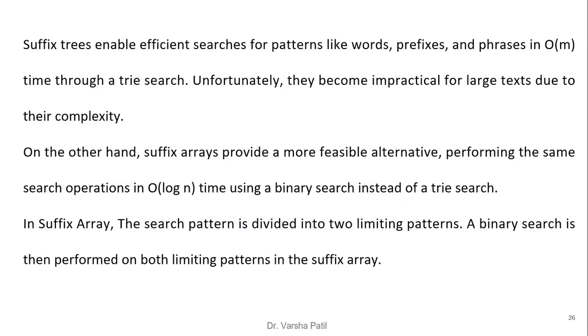Suffix trees enable efficient searches for patterns like word prefixes and phrases in O of 1 time through a trie search. Unfortunately, they become impractical for large text due to their complexity. On the other hand, suffix array provides a more feasible alternative, performing the same search operation in O log of n time using a binary search instead of the trie search. In suffix array, the search pattern is divided into 2 limiting patterns. A binary search is then performed on both limiting patterns in the suffix array, and to make this more efficient we can go for the supra index also.